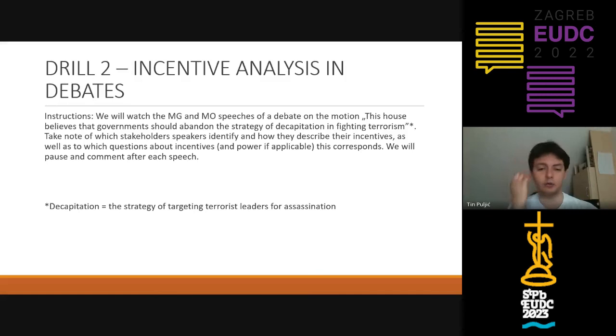Take note of the stakeholders which speakers identify and how they describe their incentives, as well as to which questions about incentives and power this corresponds. We will not pause after each speech. We will watch the 2 speeches in conjunction because of time constraints, and then we will comment on both of them afterwards. Notice that they will not answer these questions explicitly. They will not say, okay, here's what the actor is willing to sacrifice, or here is their irrationality. They will do this implicitly, but the way that they analyze stakeholders and incentives will implicitly answer these questions. So take note of which stakeholders they mention and how they characterize their incentives and their power.